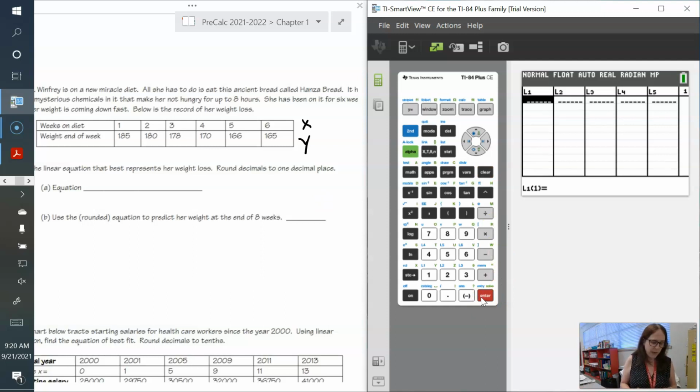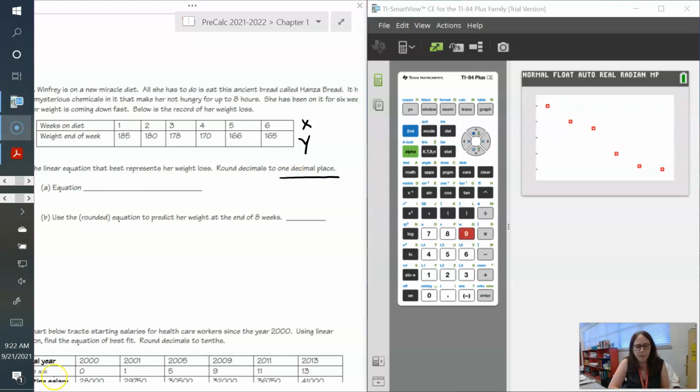All right, so I would like you on your calculators to enter in this data and then see if you can get the linear regression equation. And this time we're going to go to 1 decimal point. So pause your video now and see if you can do this one. All right, so take a look at what we have so far for our correlation. That one is a negative correlation. It's going down.